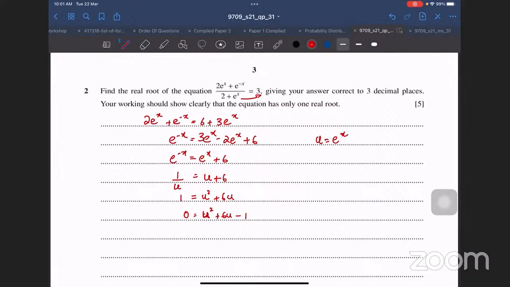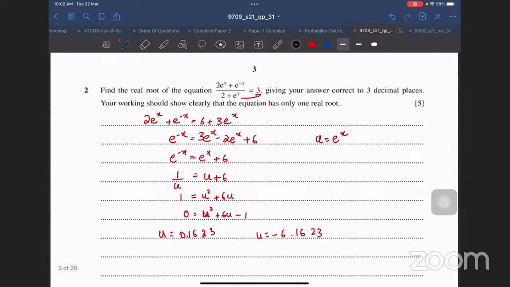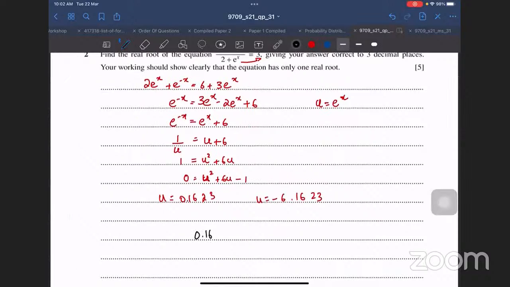Then I need to solve for u, using 1, 6, and minus 1. So I get two answers for u: 0.1623 and minus 6.1623. So replacing u, 0.1623 equals e power x and minus 6.1623 equals e power x. This is not possible because exponentials can't be negative.